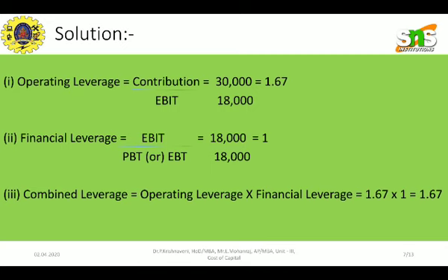Financial leverage is 1. Then the next one is combined leverage. I already said there are two formulas. The second formula I use for calculating combined leverage is operating leverage into financial leverage. Operating leverage is 1.67 into financial leverage is 1. If you multiply, you will get 1.67. Then problem number 1 is over.